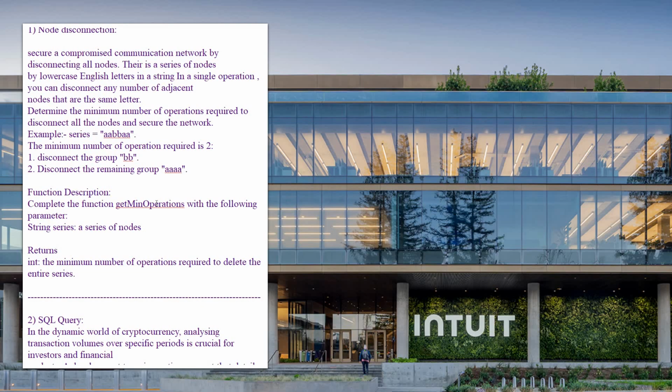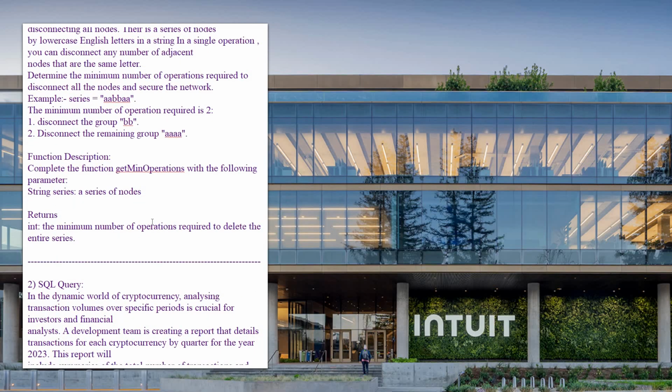You can use dynamic programming in order to solve this. The function will be given. You are supposed to complete the function getMinOperations, which has the parameter s, the series of nodes. You need to return an integer, the minimum number of operations required to delete the entire series. For this string, the minimum number of operations required is 2. So the output for this code will be 2.